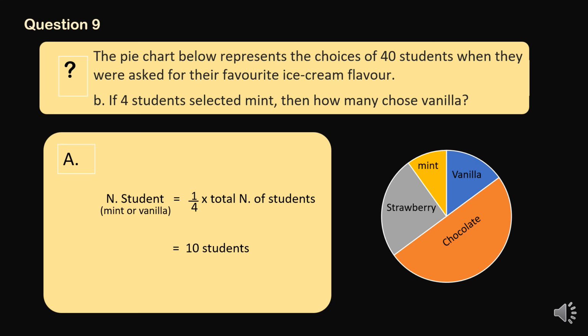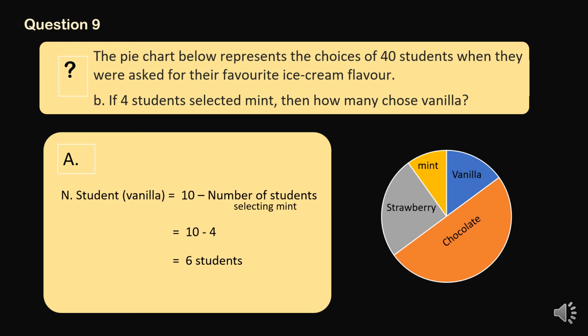Now I know the whole circle equals 40 students. This means the quarter of the circle must equal a quarter times 40, which equals 10 students. This means the number of students selecting vanilla flavor equals 10 take away the number of students selecting mint. This means 10 take away 4 equals 6 students.